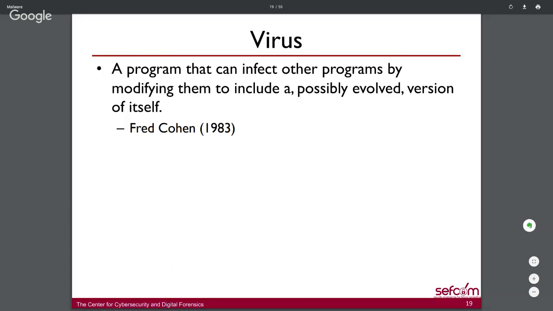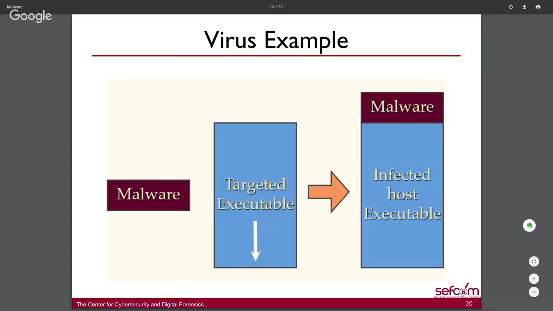So let's look at the first kind of malware, which is the virus. A virus is a program that can infect other programs by modifying them to include a possibly evolved version of itself. It's code attached to a target binary and executed whenever the target executable is executed. It executes itself with the target binary, and replicates itself to infect other binaries. This originated the physiological term, virus. A simple example is the malware code attached to the target host, and whenever the target host executes, it also executes with the target host.